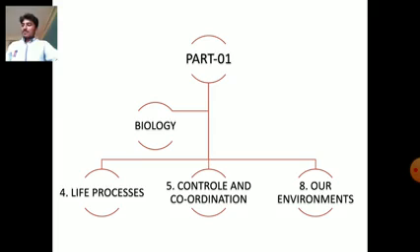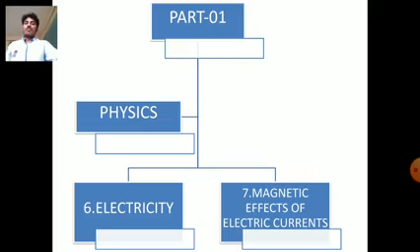In this chapter, we learn about how ecosystems work and how the food chain occurs, and how the food chain is maintained. And next one is physics.